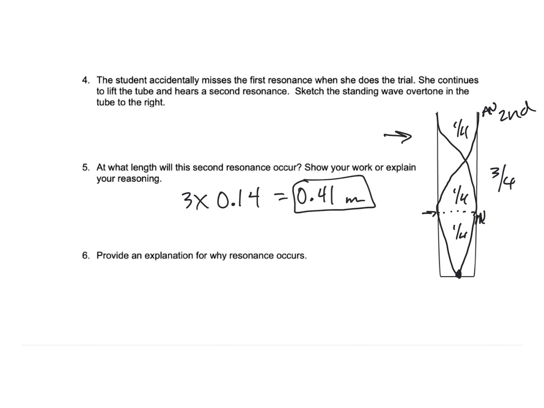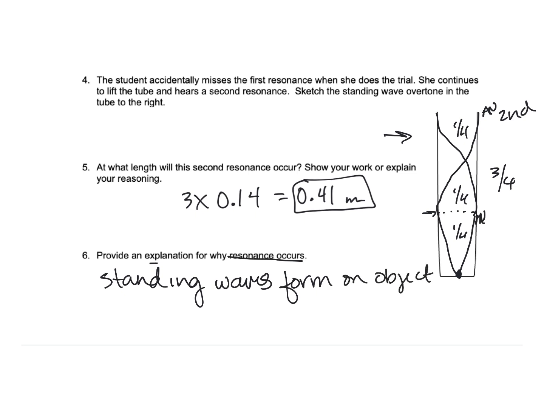And then number 6 says, provide an explanation for why resonance occurs. Well, resonance is when you get standing waves forming on an object, because you're forcing vibrations at the natural frequency.